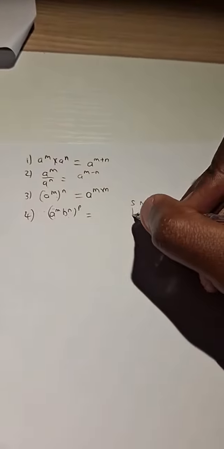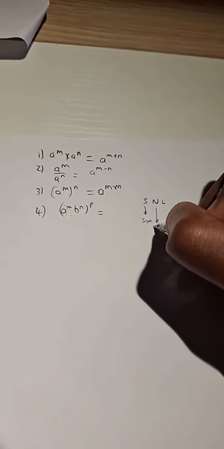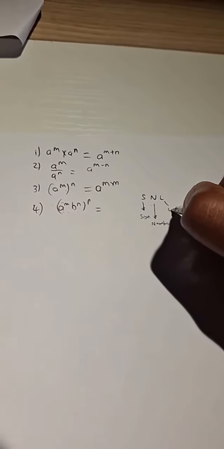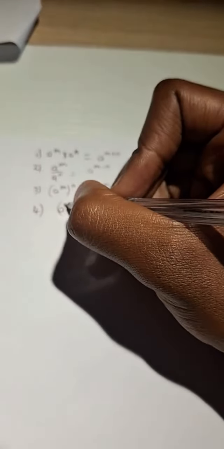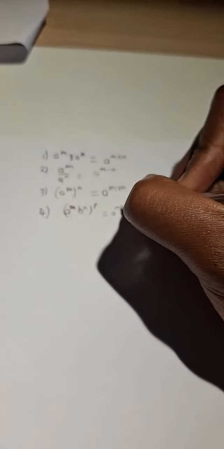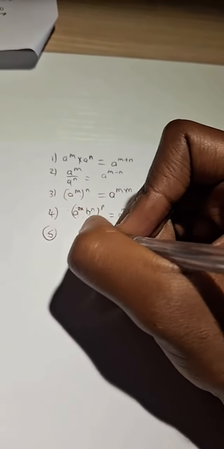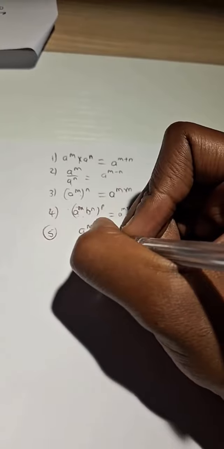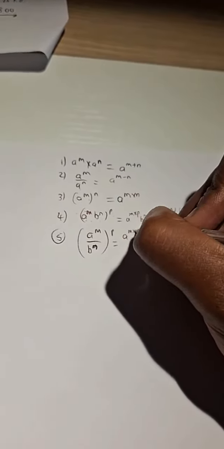The sign of the bracket, we apply the exponent to the sign, we apply the exponent to the number, we apply the exponent to the letter or to the variable. So this to the power p, we would apply and say m times p. This b^n, b to the power n, we'd apply the exponent p and multiply n times p. This is also applicable obviously to division of different bases when raised to a certain exponent. We know this is a to the power m times p over b to the power n times p.